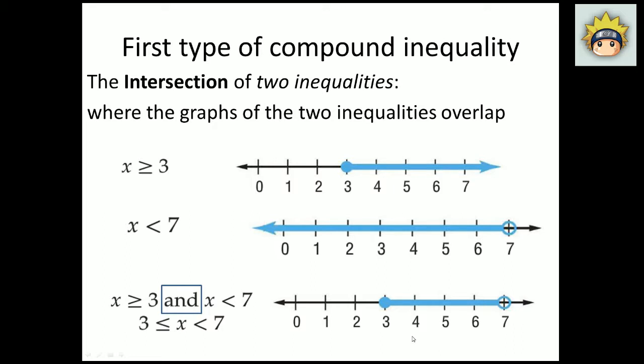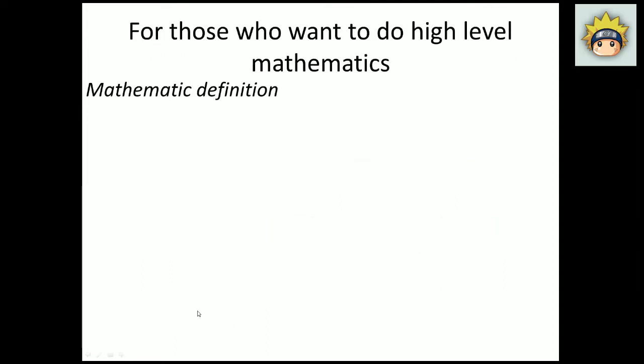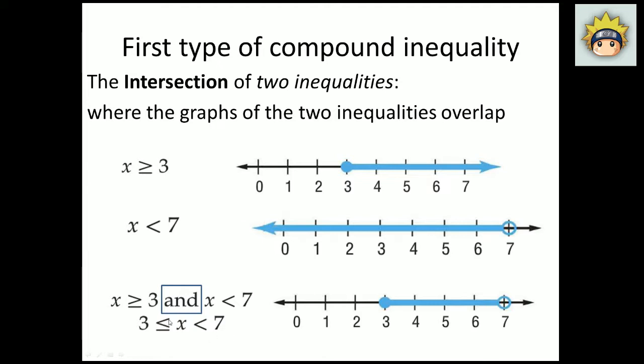A key thing to remember about the intersection of the two inequalities is that it uses the word and. When you see the word and, it refers to the intersection of two inequalities. You can also see it in this form as well.